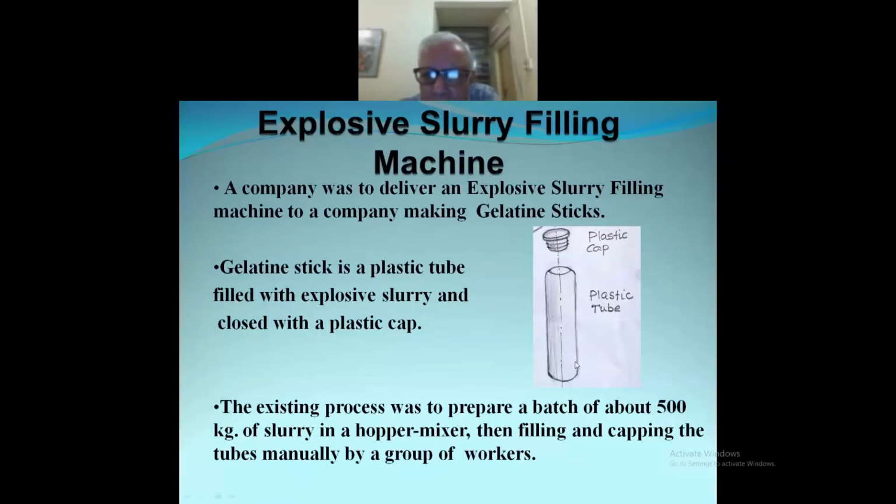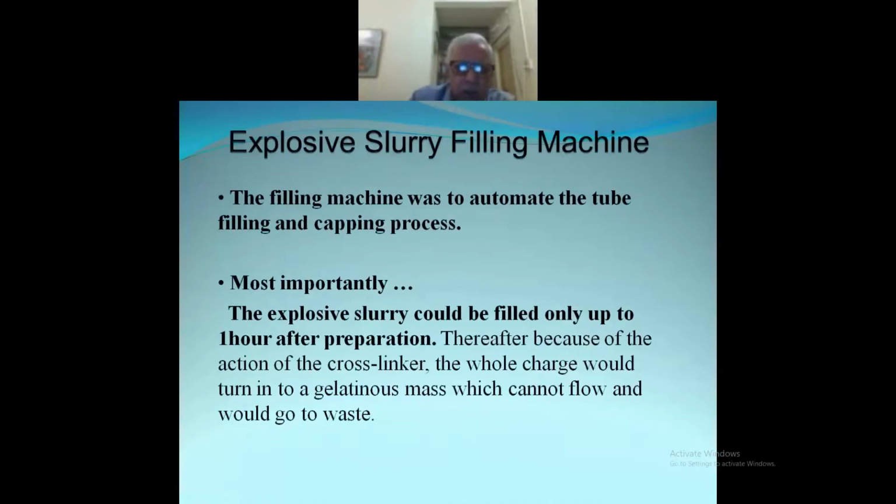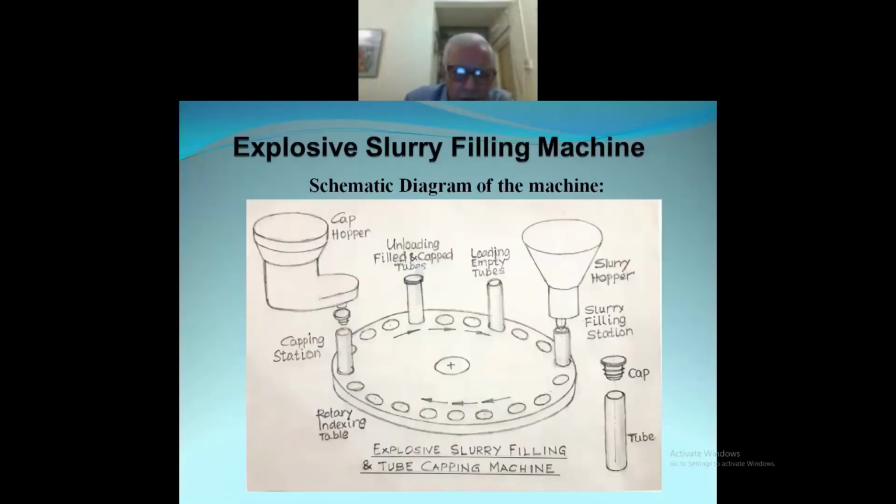They hold it with the hand, take it to a nozzle from which the slurry comes out. When it gets filled up, they put the cap and out goes the finished gelatin stick. Now the machine we made looks like this.